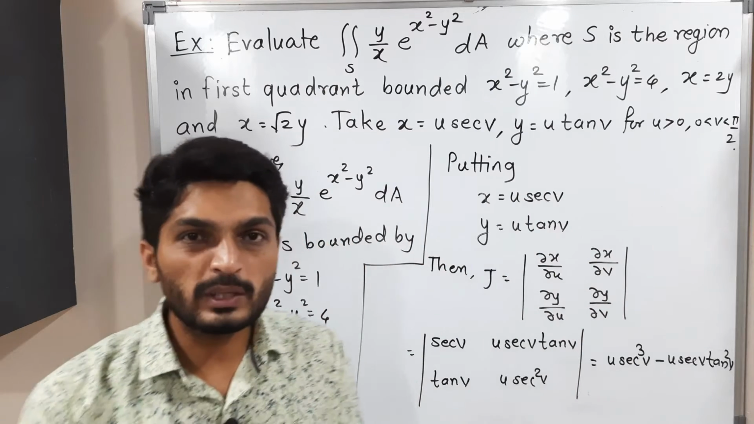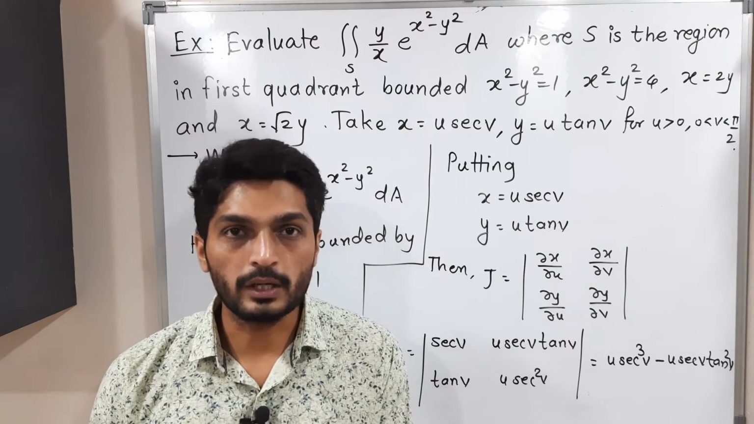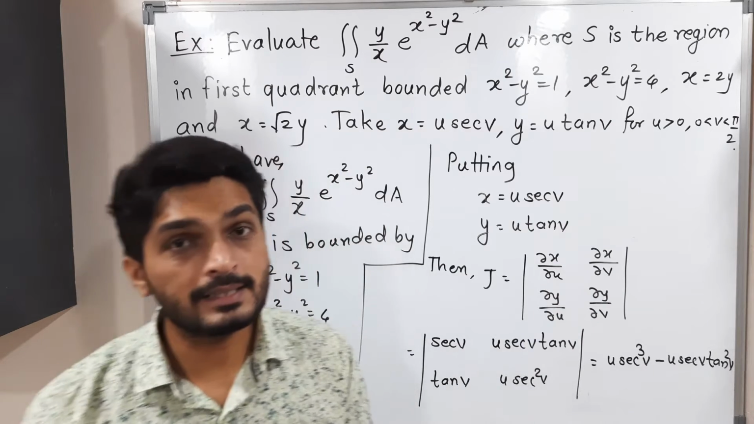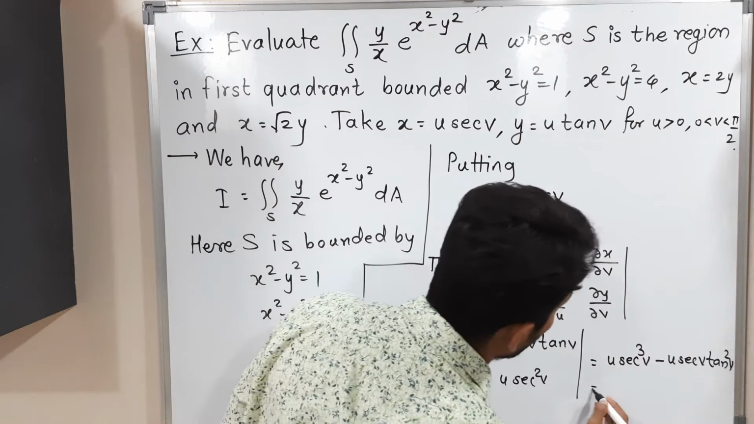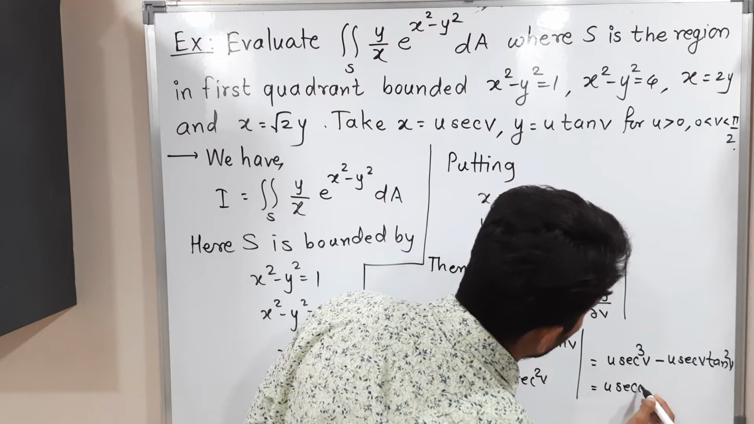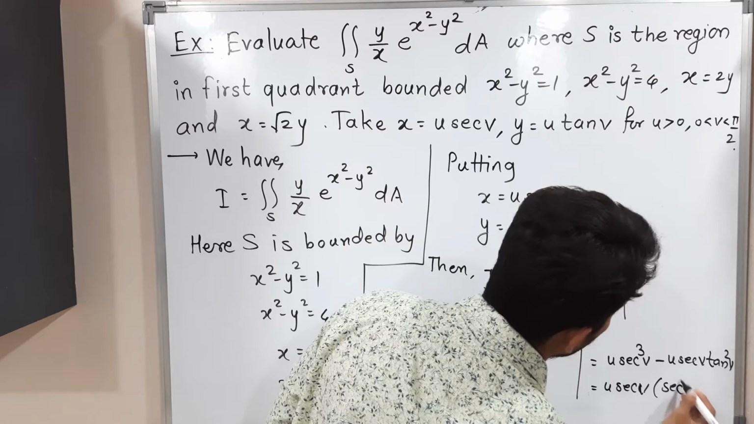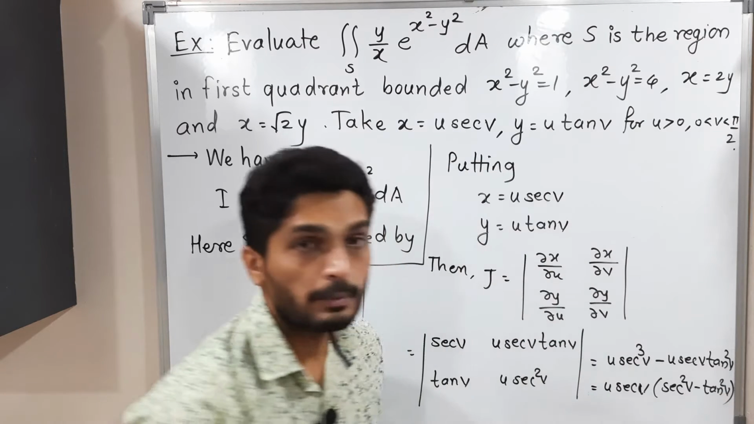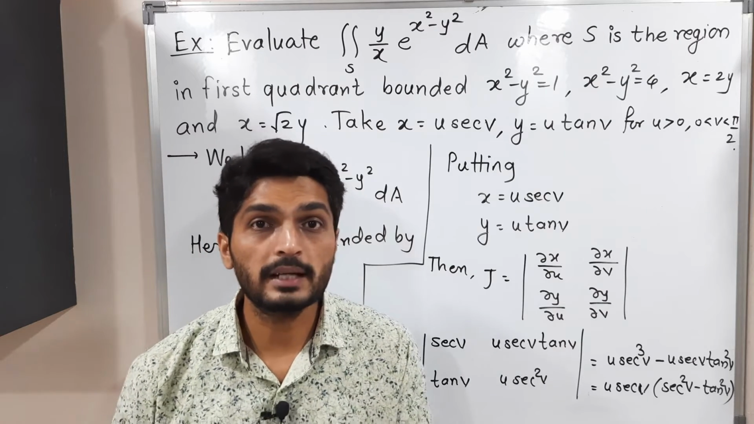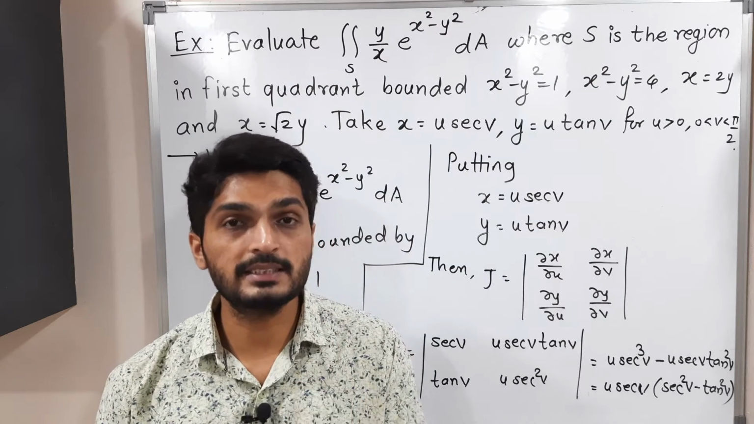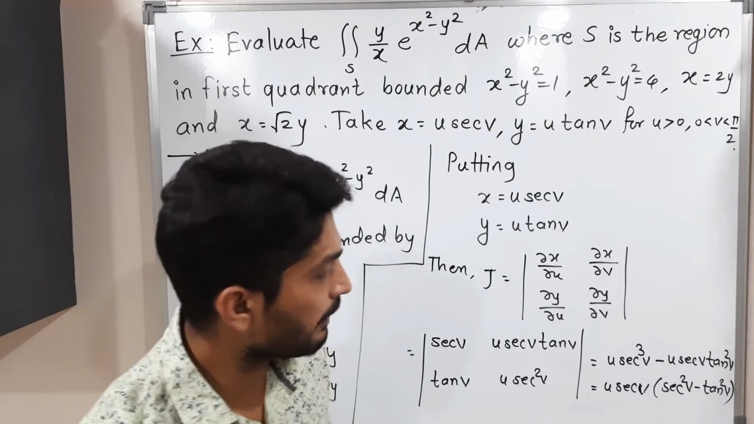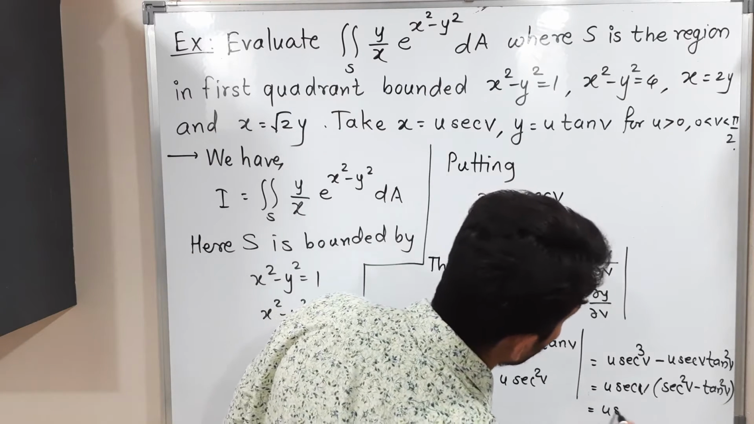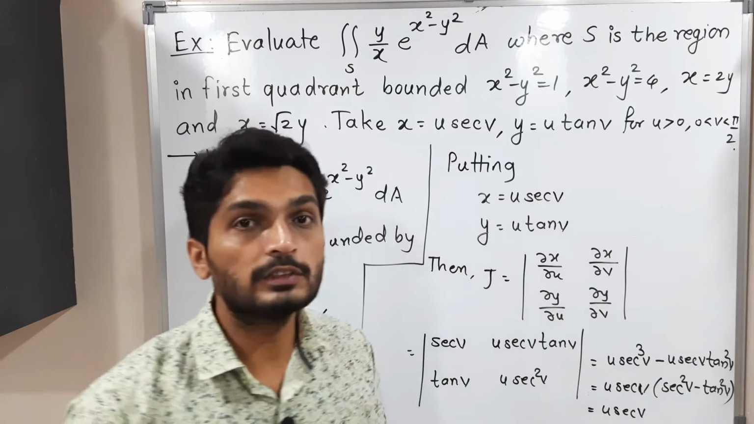See, this term is looking lengthy, but don't worry, we can take something common. We can take u common, and sec v is also common. Therefore this is equal to u sec v, and in the bracket we will have sec square v minus tan square v. But you know that sec square theta minus tan square theta is equal to 1. So the value of that bracket is 1. Therefore this is equal to u sec v. So this is the value of the Jacobian.